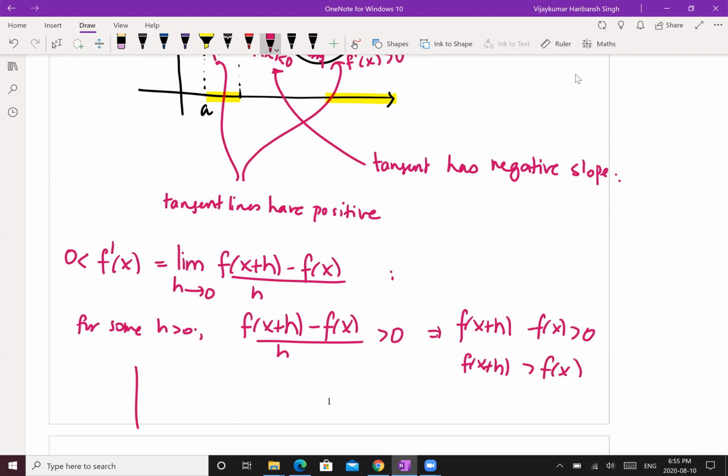So the idea is you have x here, you have x plus h. Because h is positive, it will be to the right of x. And then if you compare the values, the value at x plus h is bigger than the value at x. So you see the function is going to be increasing. A similar argument can be made for the function to be decreasing.